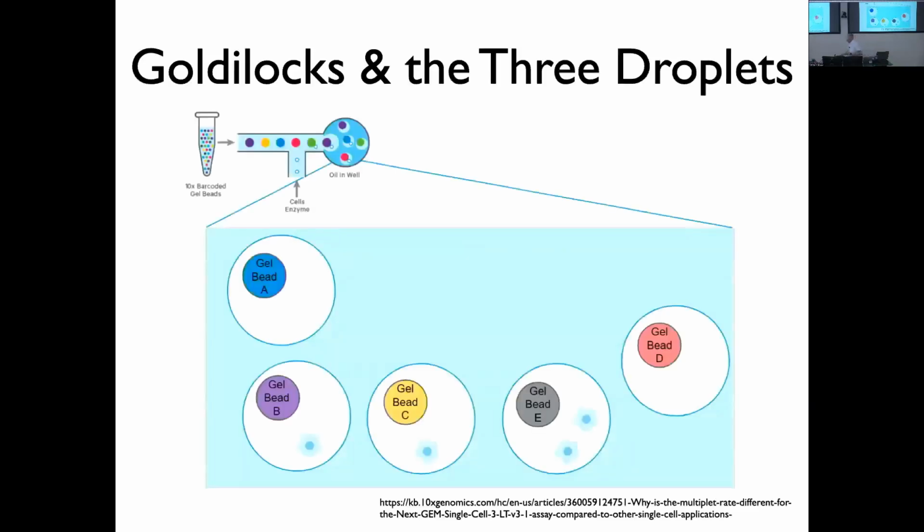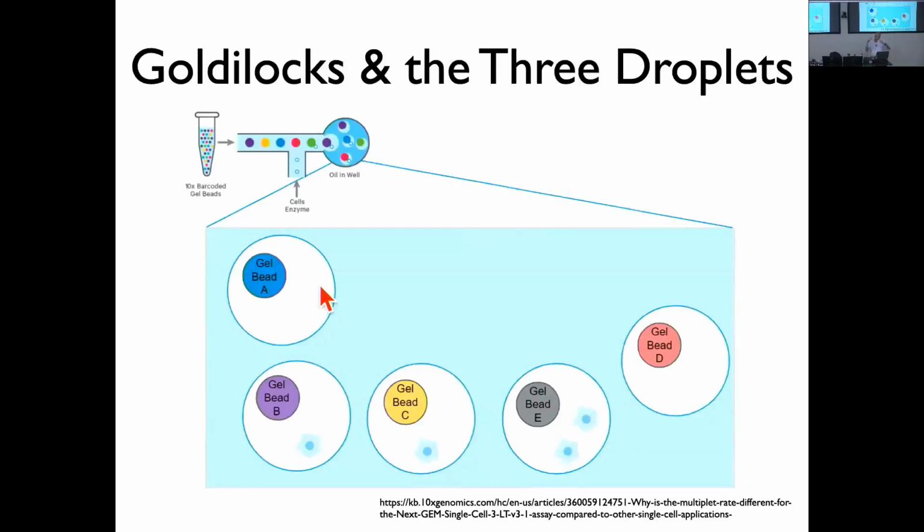Okay. So let me tell you a few details that I glossed over before. Number one, I told you that your goal with microfluidics, and here's a slightly simplified version of it, is to have in each droplet one bead and one cell. In reality, that's not what you get a lot of the time.